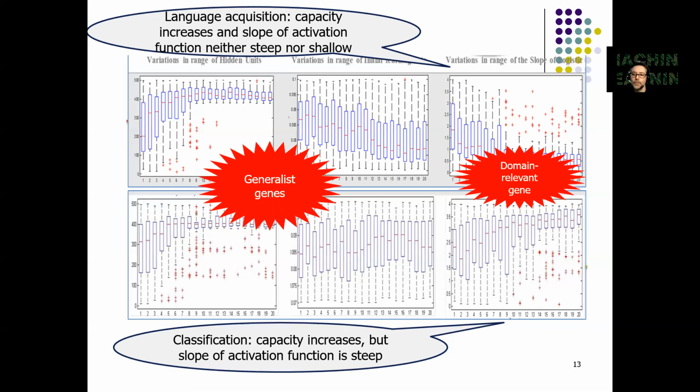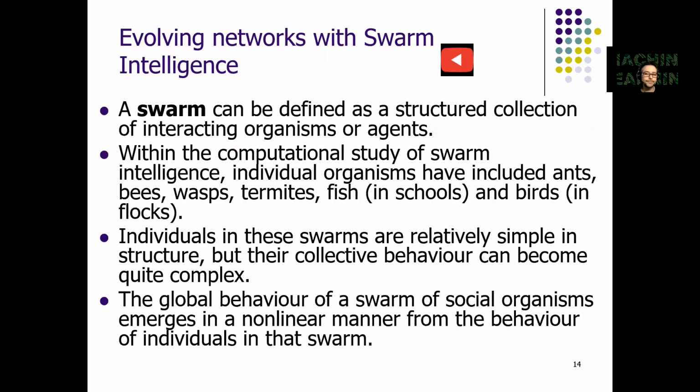At the same time, we have domain-relevant genes, which actually are adapted to a particular function. And you can see there is some kind of analogy when it comes to parameters of neural networks. Some of the parameters can take values and be used across different kinds of tasks. Some other parameters need to be adapted to the particular context of application in order to produce an optimal behavior.